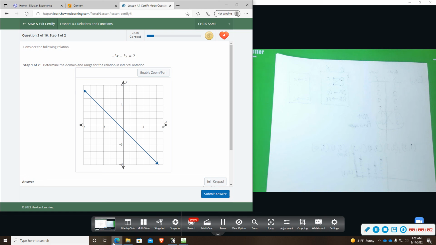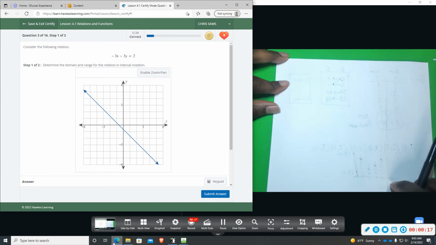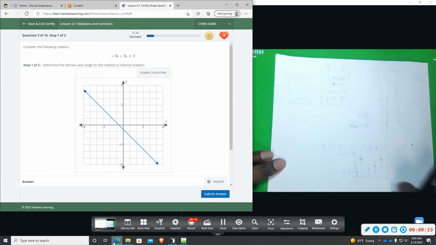All right, number 3. Again, we have 2 parts. We want to determine the domain and range, and then they're probably going to ask us, is this a function? Okay, so this one is a little bit different in that they give you an equation.